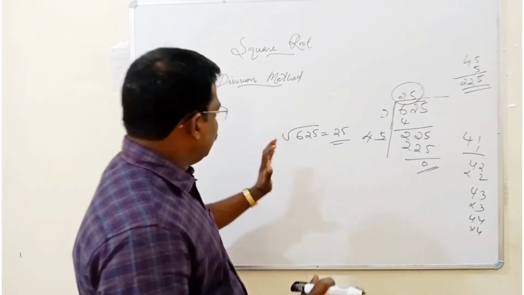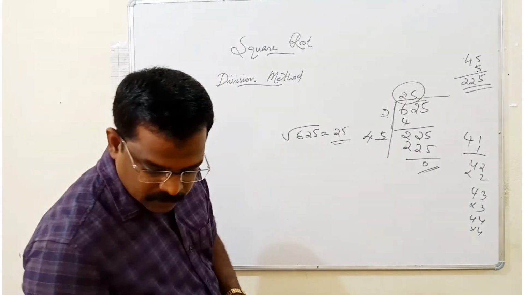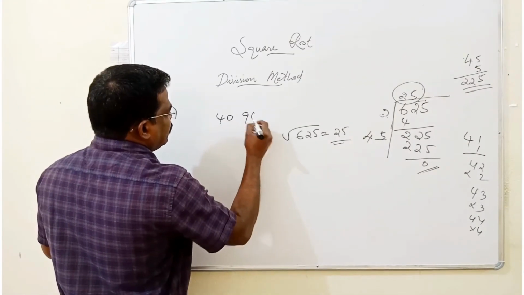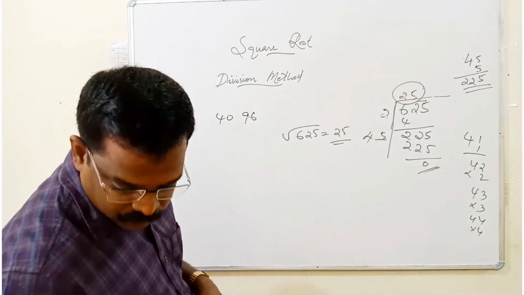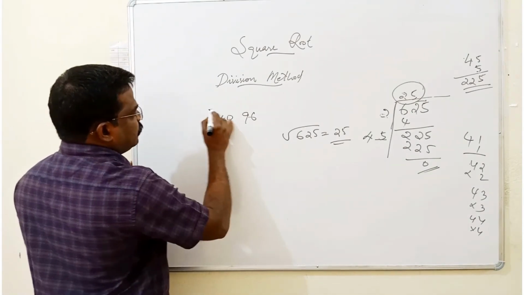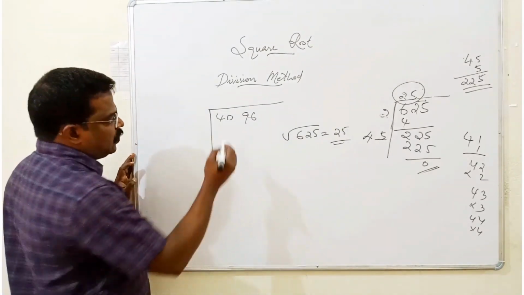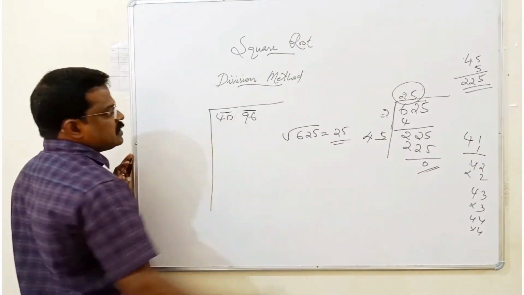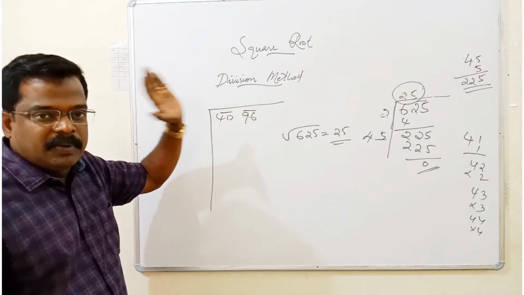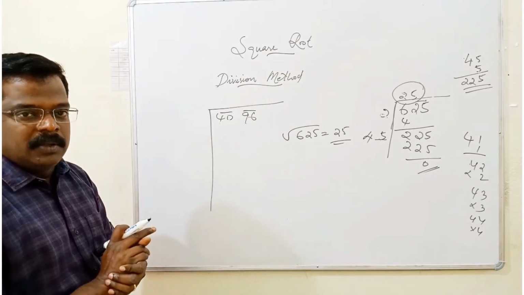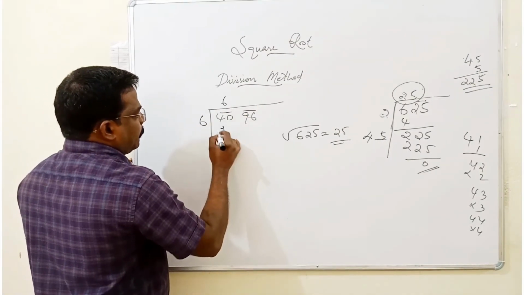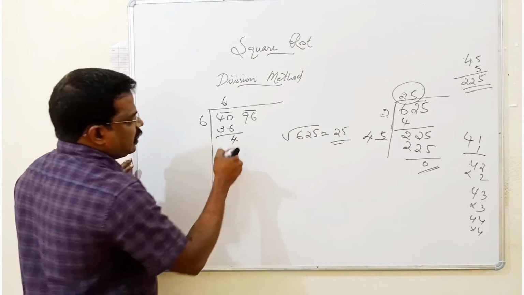Okay, now let us see another bigger number. 4096. So this also can be used. Here you can separate the numbers in pairs like this. So inside the 40, which square number is there? We know that 6 6s are 36. So the remainder is 4.